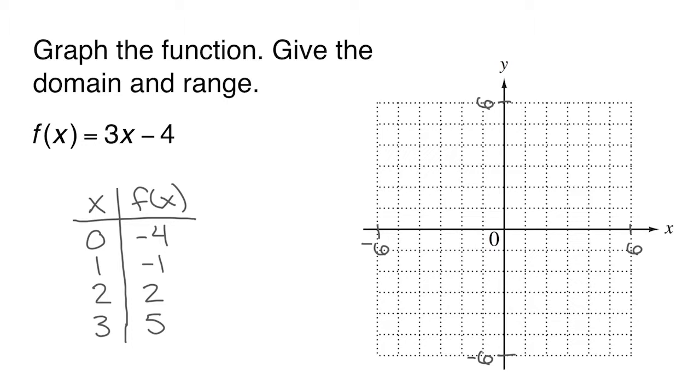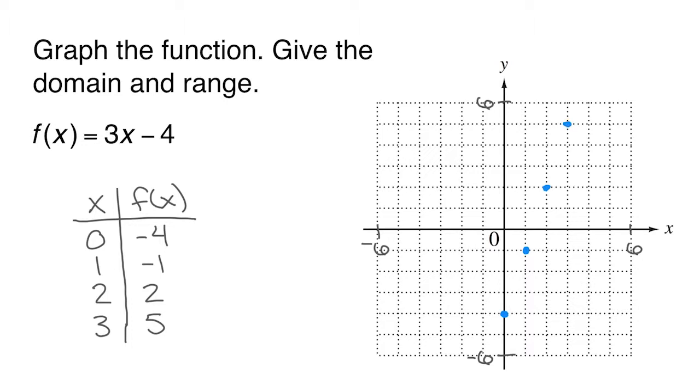We'll plot the point (0, -4). So from the origin, we move down 4 units. We then have the point (1, -1), which we plot. We have the point (2, 2), and we have the point (3, 5).